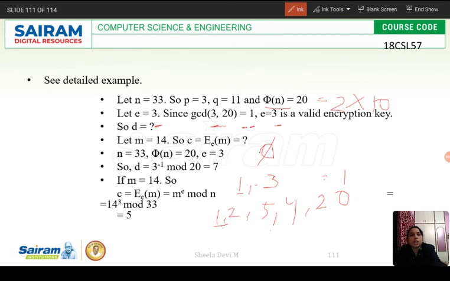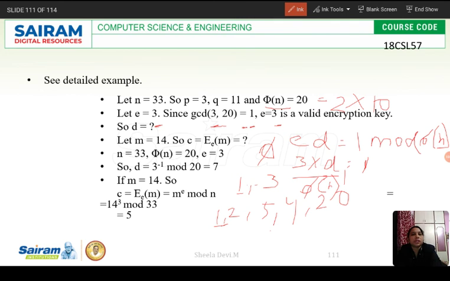How to calculate D? What is the formula? E into D is equal to 1 mod phi of n. I already know the E value is 3. So I have to select the D value such that if I multiply 3 with D and divide the product by phi of n, I get the remainder as 1. So what is our phi of n? It is 20.